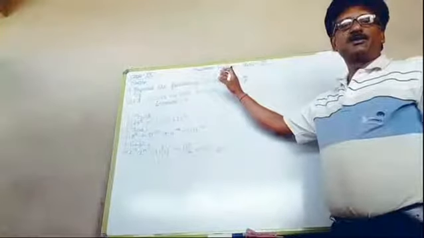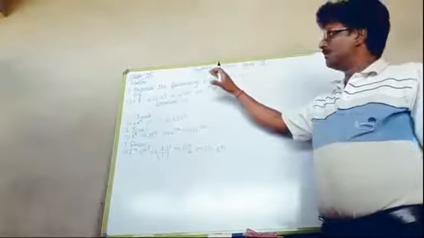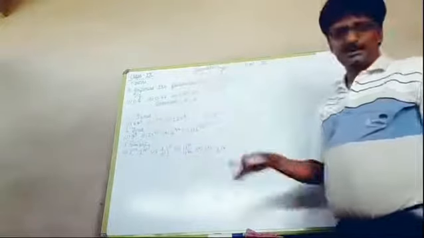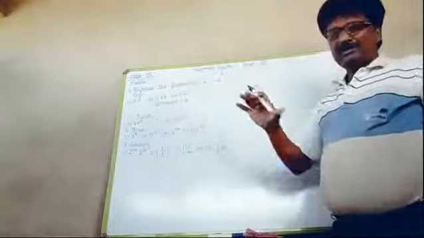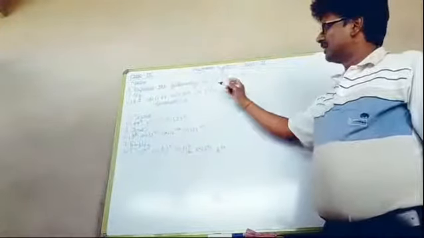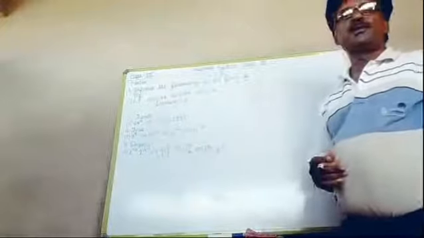Today I have brought a class of mathematics for class 9. The chapter is number system, and this is the last part, that is part 3. In this part 3, first I will teach you how we can express the numbers in the form of p by q.